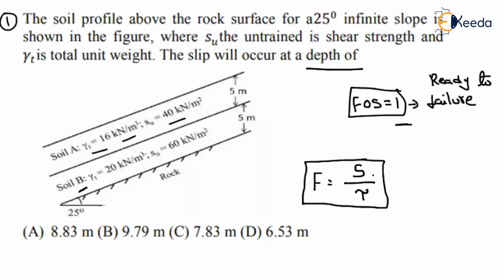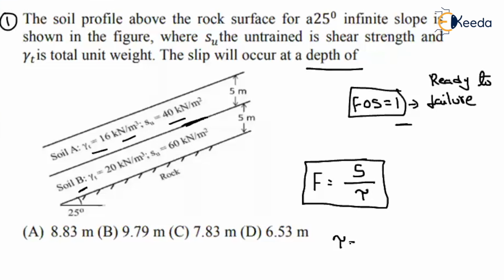So first, do we know whether the failure will occur in the first soil A or in the portion of soil B? Do we know that initially? We don't know, right? So for that, what do we have to find? Let us check the factor of safety at the junction between these two layers. If the factor of safety comes greater than 1, then we can say the soil above that level will be safe.